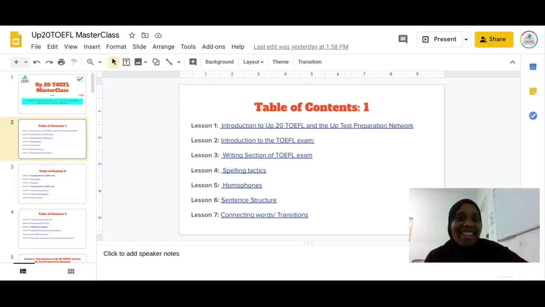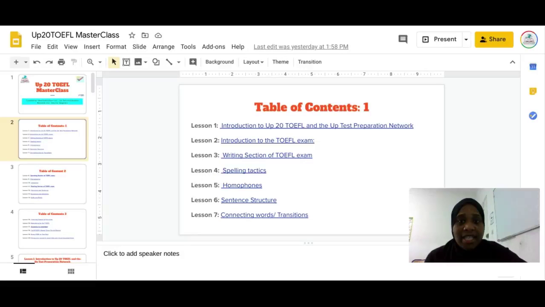Lesson 3 gets into the bulk, or as we say, the meat and potatoes of the course. So the writing section of the TOEFL exam is lesson 3. We teach you all the skills that you would need in order to pass the writing section, in addition to some tips and tricks that would help to guarantee a high score for the writing section.